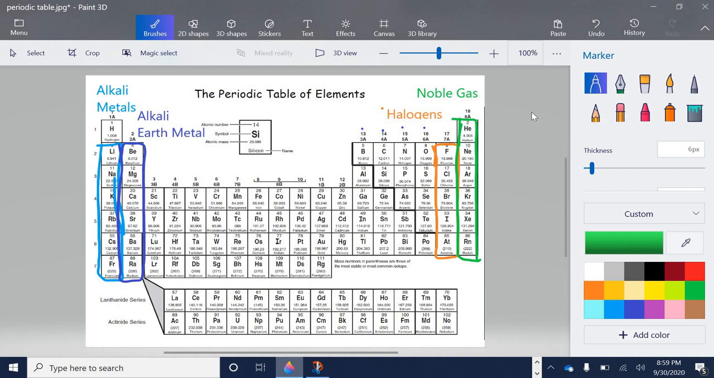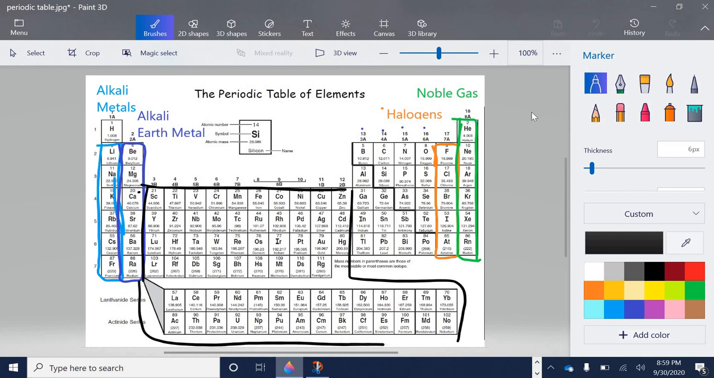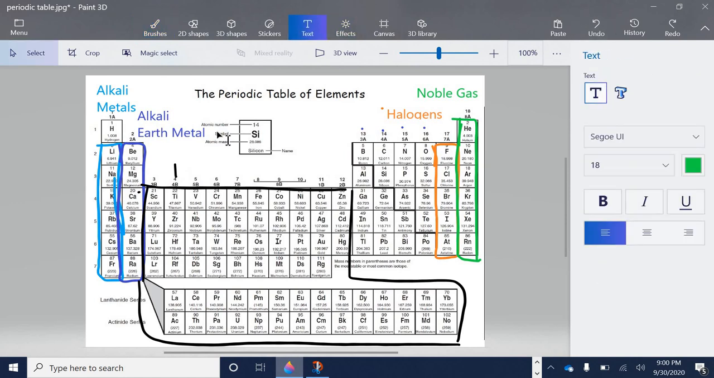So those are 4 families that we need to make sure that we know. The other big group being these transition metals, which we just know that they're called the transition metals. We're not really going to worry about anything else specific to them right now. Just know that they exist, and we call them transition metals. I'll label those real quick.